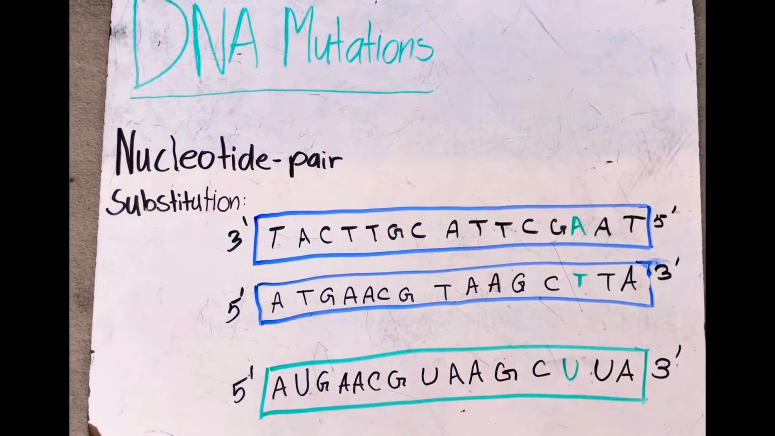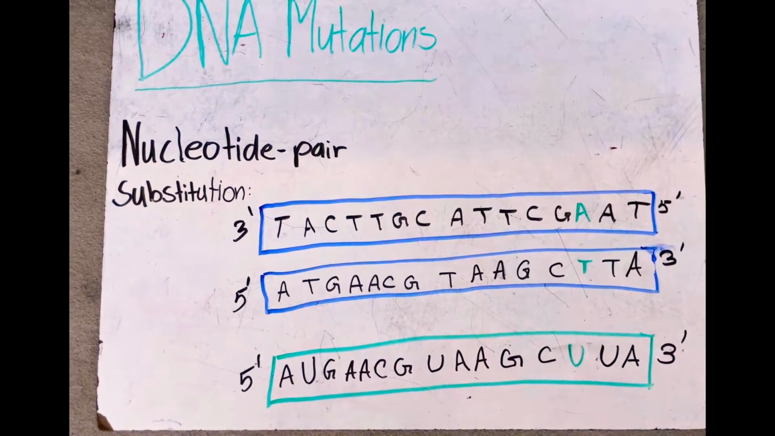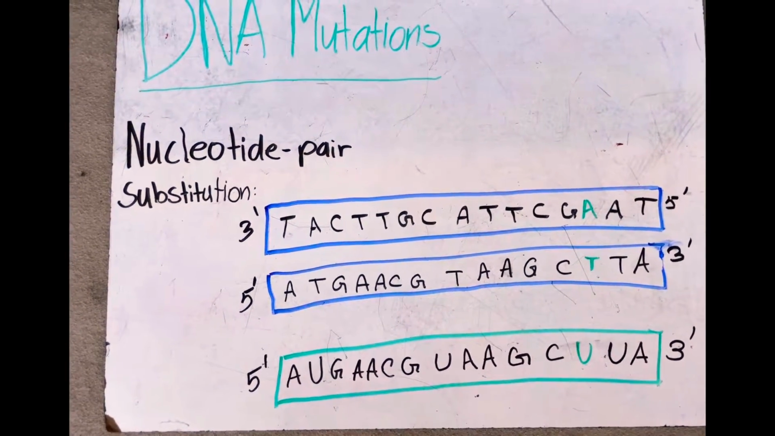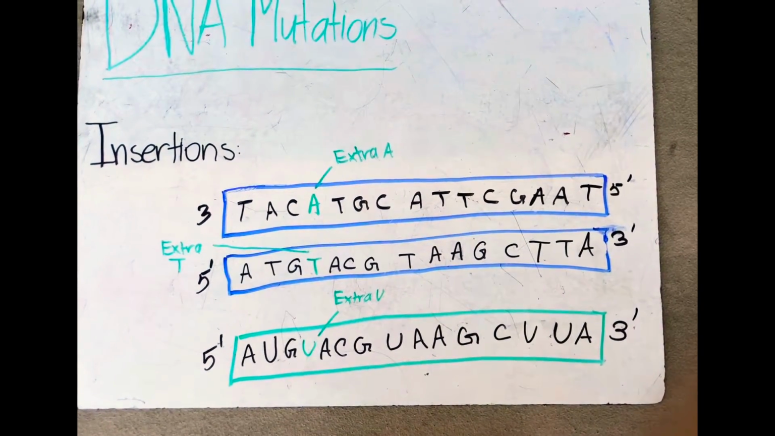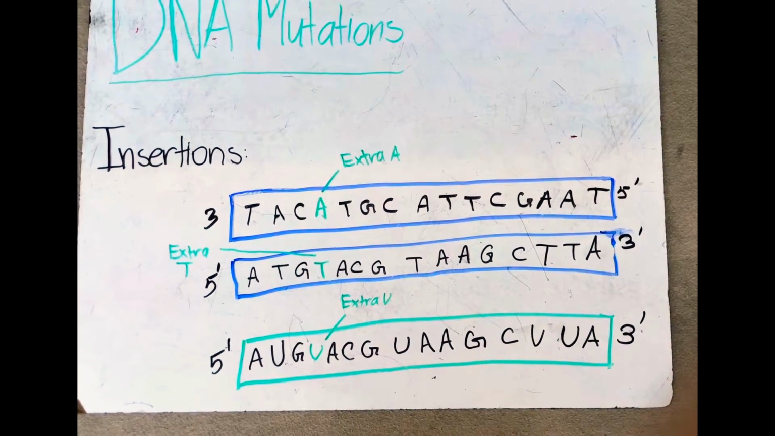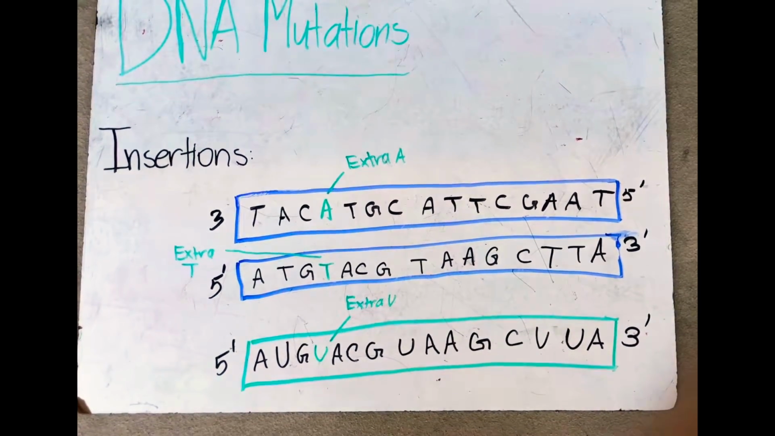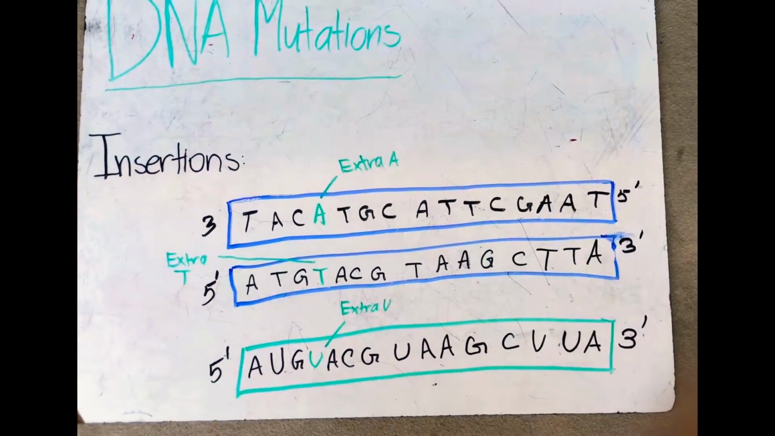Nucleotide pair substitution. This type of mutation is a change in one DNA base pair that results in the substitution of one amino acid for another in the protein made by a gene. Insertions are additions of nucleotide pairs in a gene. Insertion of nucleotides may alter the reading frame of the genetic message, the triplet grouping of nucleotides on the mRNA that is read during translation.